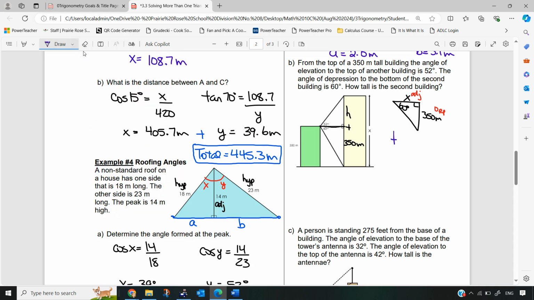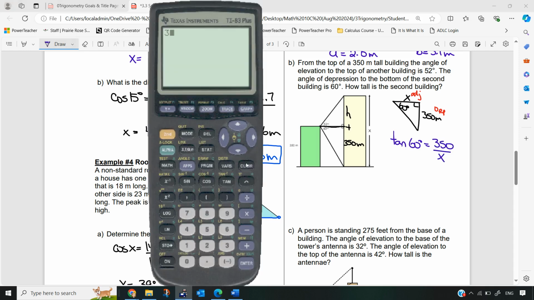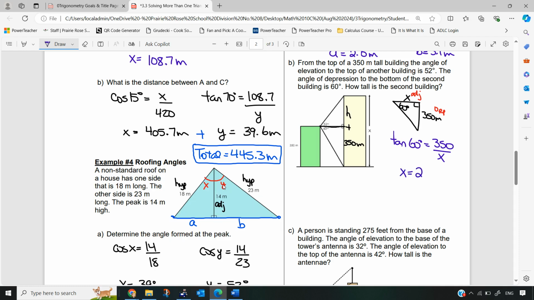So tan of 60 degrees equals 350 meters divided by x. On the calculator, I'm going to go 350 divided by tan of 60, and that's going to give me 202.1. Again, I'm going to keep that number exact on my calculator. Now that I have the 202.1, I can redraw my triangle. I'm looking for height. I have 202.1, and I know my angle of elevation is 52 degrees.